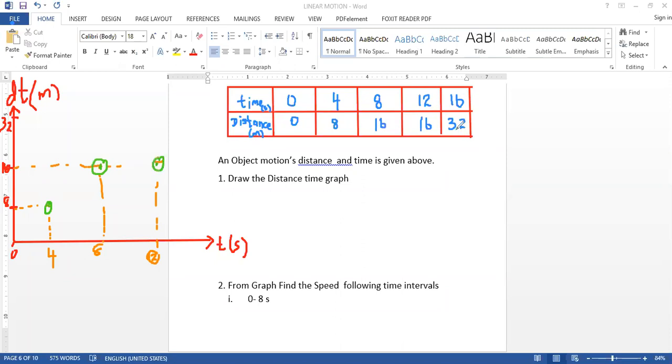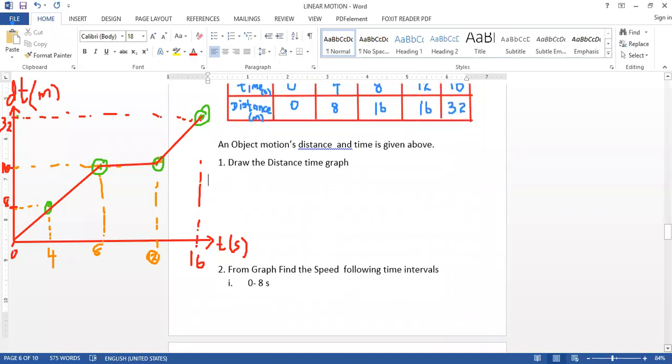And when time is 16, this is 32. You bring it here. And it's 16 now. And the point would be here, this point. And if I draw this now, something like this. This is the graph. Do you understand that? So very easy one. You just take these data and draw the graph.